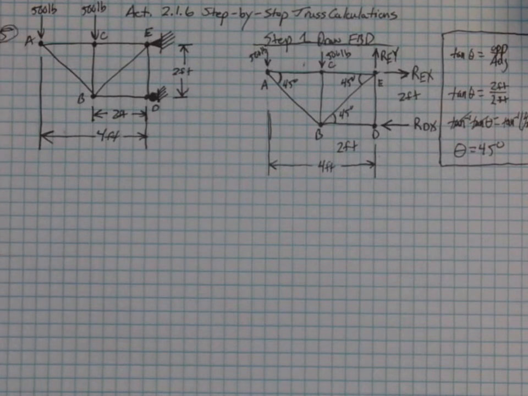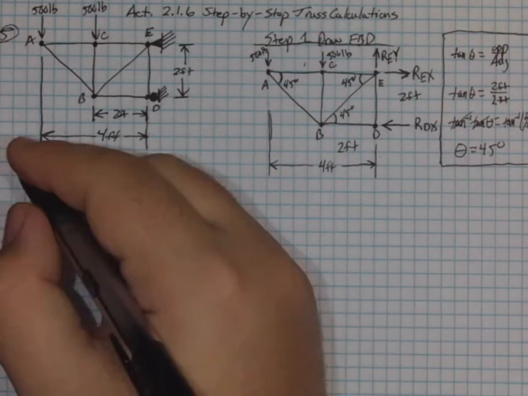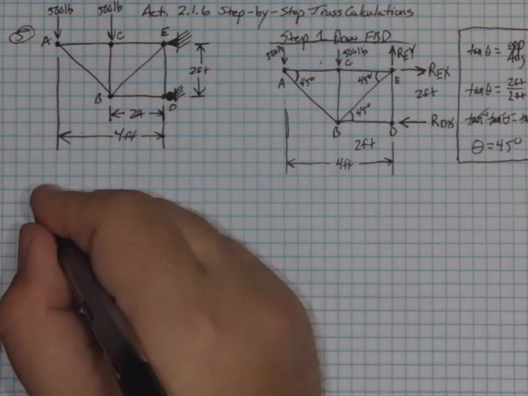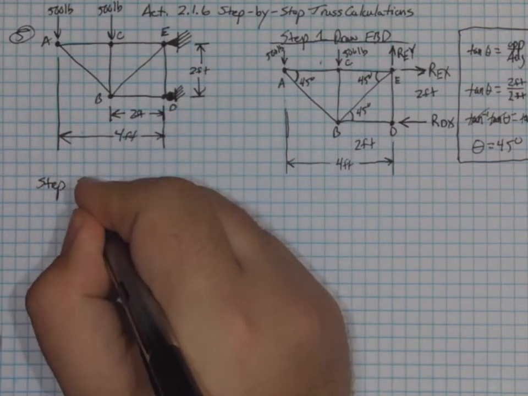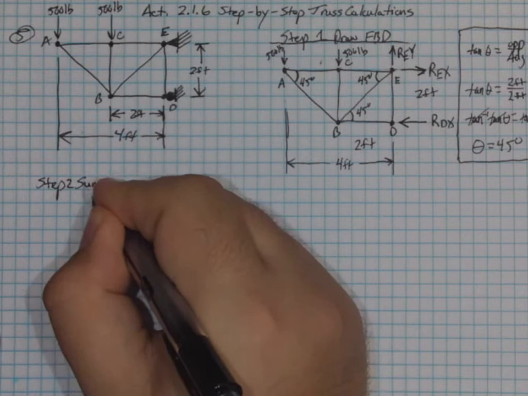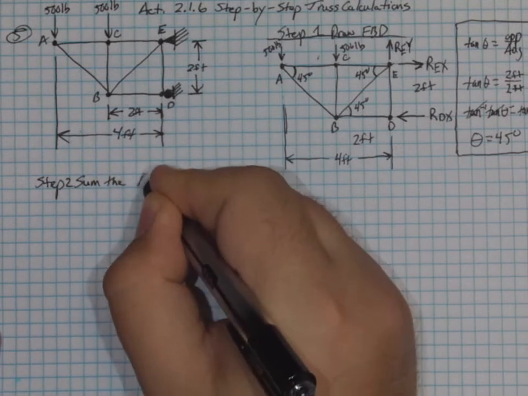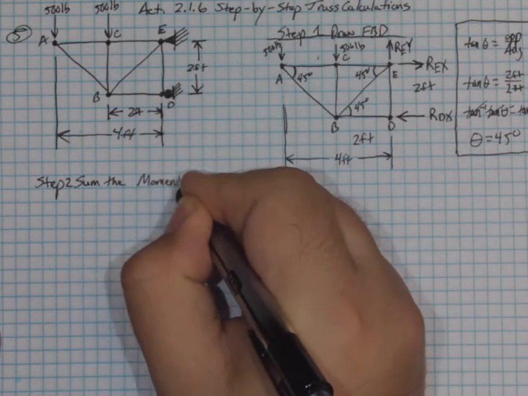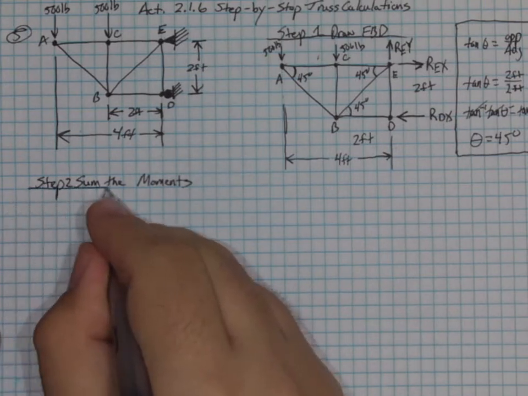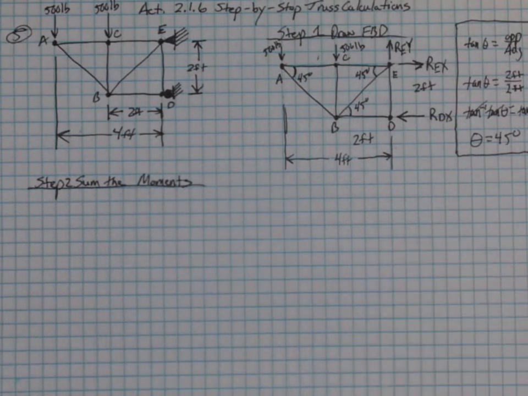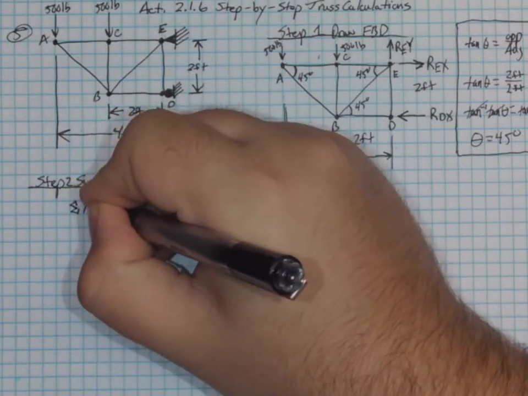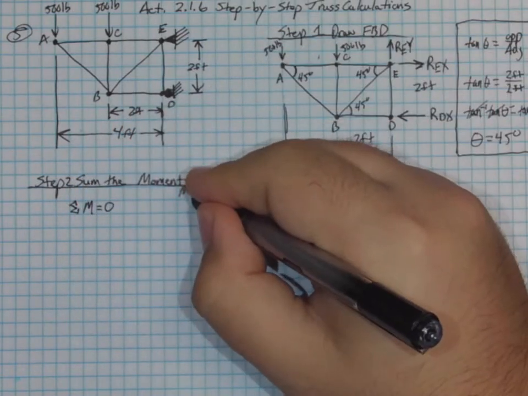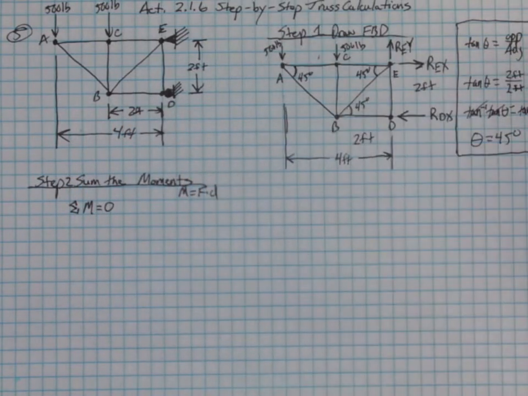Okay. All right, step 2. Step 2, we are going to sum the moments. Very similar to what we did, the sum of the moments adds up to equal 0, and moments are calculated by taking force times distance.